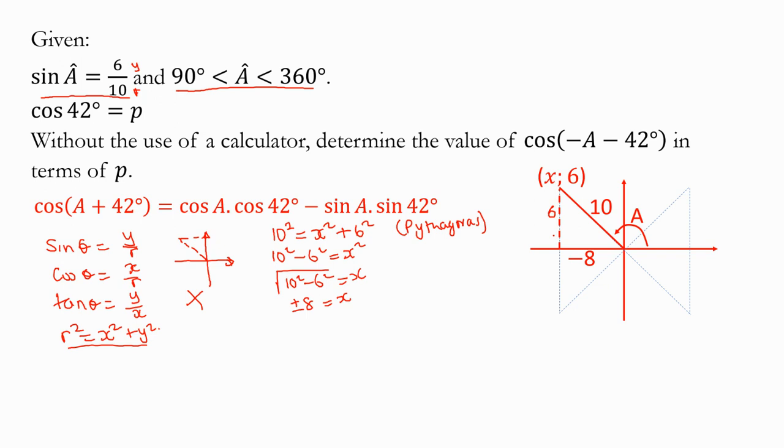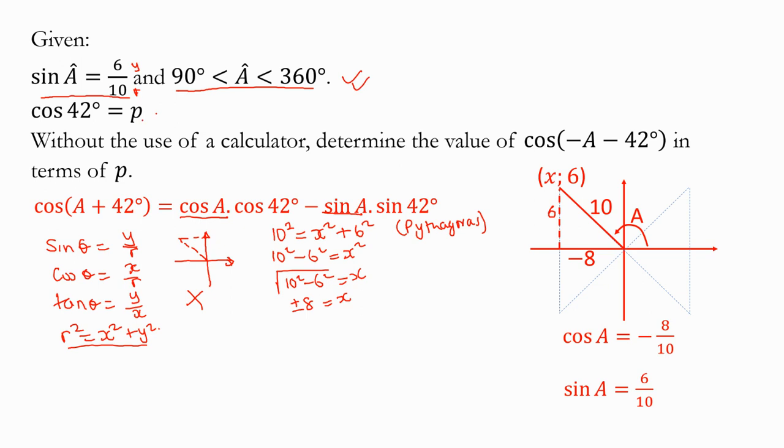Now we have our x, our y, and our r, so we can have all the three trigonometric ratios. If we check there, we want cos A and sine A, so there's no need for us to write tan A. So cos A is going to be negative 8 over 10. You see that the cosine of an angle in the second quadrant is negative. And then sine A, we're given there, is 6 over 10. Okay, we're done with this part.